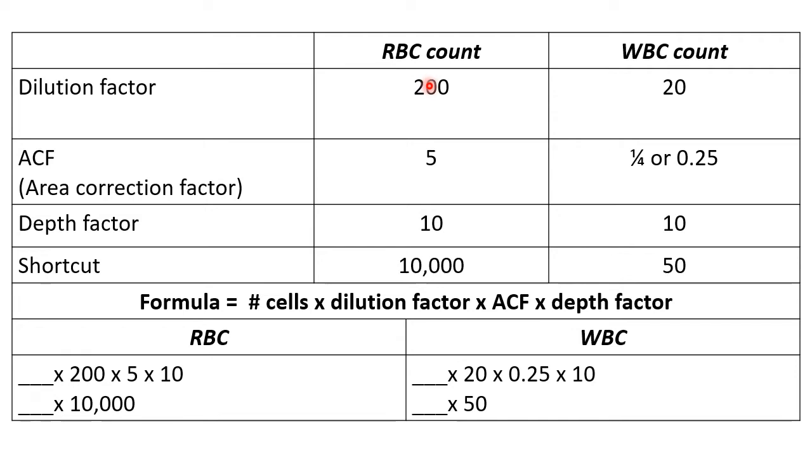So, i-compute natin. Paano i-compute? I-multiply lang natin yung tatlong information. Pero, since para mas mapadali ang buhay natin, gamitin na lang natin yung shortcut. Kapag RBC count, i-multiply natin yung nabilang natin ng 10,000. Sa WBC count, i-multiply lang natin by 50. Okay? So, in long cut natin, supposedly, no, number of cells, multiply by the dilution factor, multiply by ACF, multiply by depth factor. Okay? Itong tatlong information ang kailangan natin for the formula. Then, pag minultiply mo lahat, gamitin natin yung shortcut. No? Number of cells times 10,000 for RBC, multiply by 50 kapag WBC.